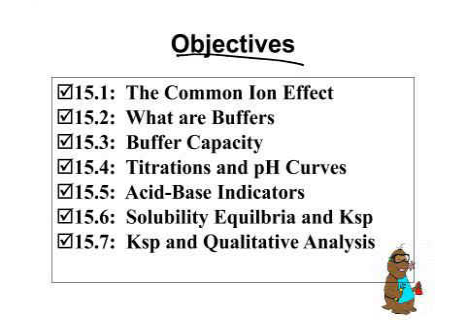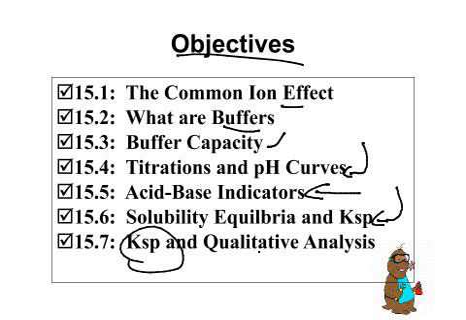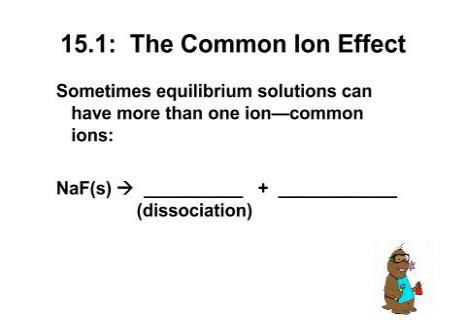Hey, in chapter 15, this is what we're going to talk about: common ion effect, what are buffers, buffer capacity, titrations and pH curves, acid-base indicators, solubility equilibrium, Ksp, and then Ksp qualitative analysis. Ksp is very grand. So, if you would just take your notes, we can follow along. This one should be short. This is a pretty easy podcast.